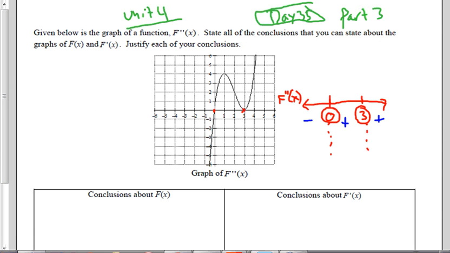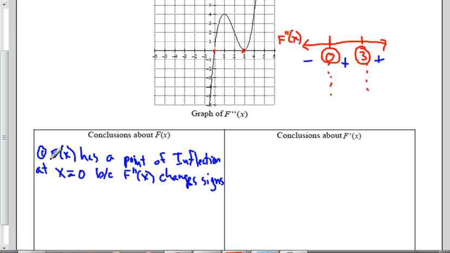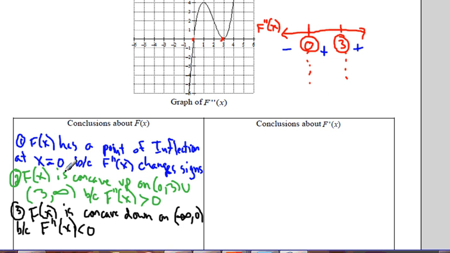So let's take a look at some of the conclusions about f of x. First one is that the original function has a point of inflection at x equals 0 because the second derivative goes from negative to positive. It changes signs. The function is concave up on the interval from 0 to 3, union with 3 to infinity, because the second derivative is positive.